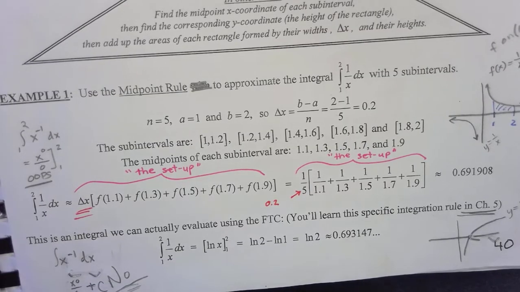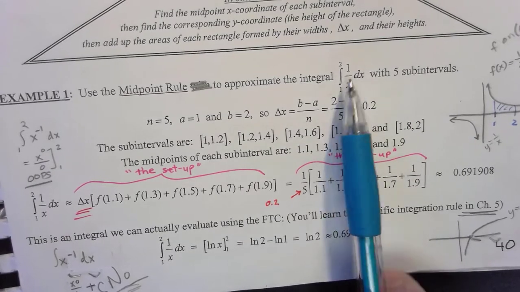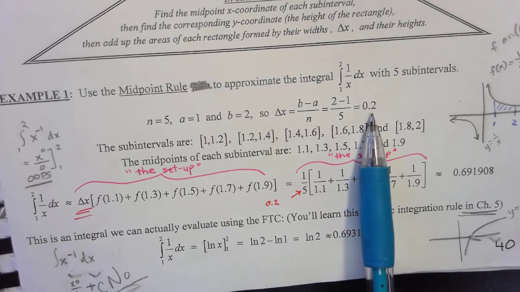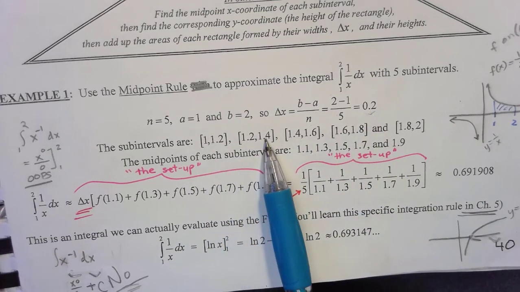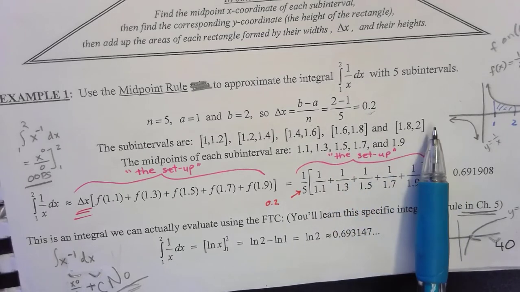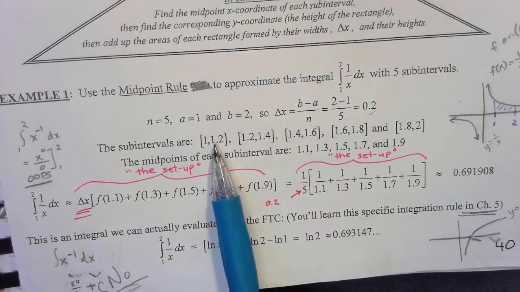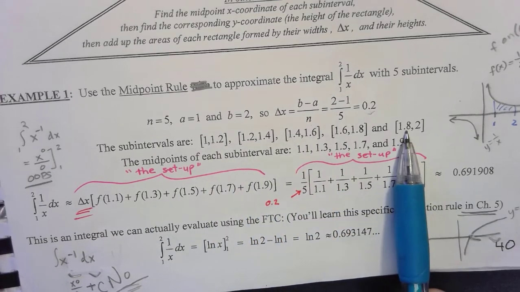We've done this before. So here's my integral. We're going to make 5 subintervals. So on the interval from 1 to 2, b minus a over n gives the width of each subinterval to be 1/5 or 2/10. My subintervals would therefore be 1 to 1.2, 1.2 to 1.4, 1.4 to 1.6, 1.6 to 1.8, and 1.8 to 2. Now, the midpoints of each of these would be 1.1, 1.3, 1.5, 1.7, 1.9.